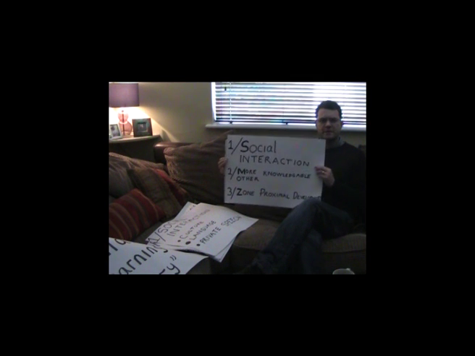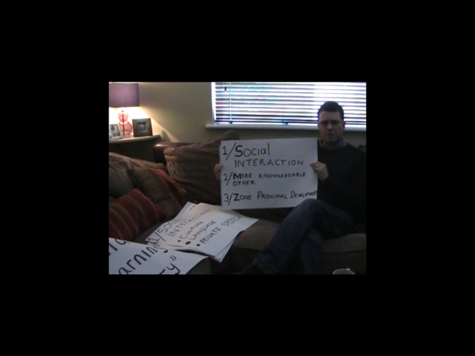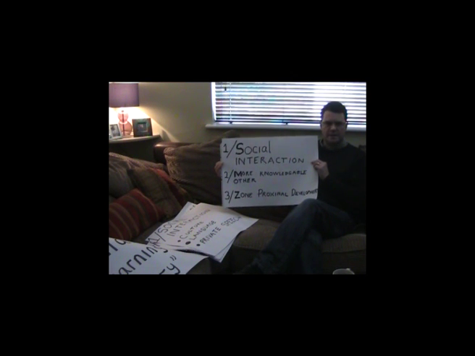I've broken my theory down into three main points. The first is where the child engages in social interaction. We'll talk about this in more detail. The second is the concept of a more knowledgeable other. And the third is a term which I've coined, the zone of proximal development. So going through these three points, I hope to give you some insight into my theory on how a child develops.